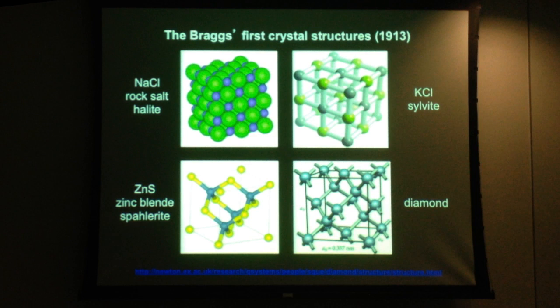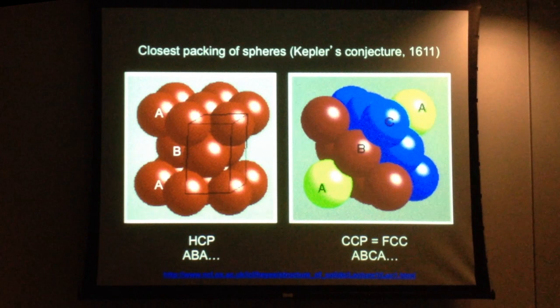And the whole idea of packing of spheres, which of course goes back to Kepler's conjecture, proved only relatively recently: hexagonal closest packing is an A-B-A stacking, or cubic closest packing is an A-B-C stacking. Here we're looking along A-A, the body diagonal of a cube. So we've got from A to here, to here, to here, and that's a square face of a cube and so on. So we're looking along the body diagonal. Here we're looking along the vertical direction of hexagonal close-packed layers.